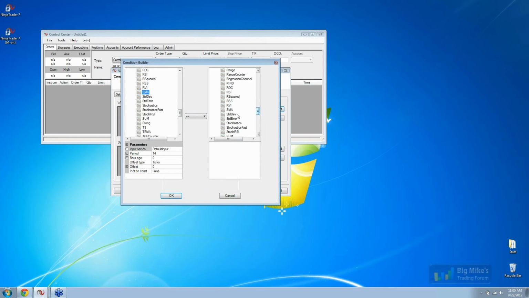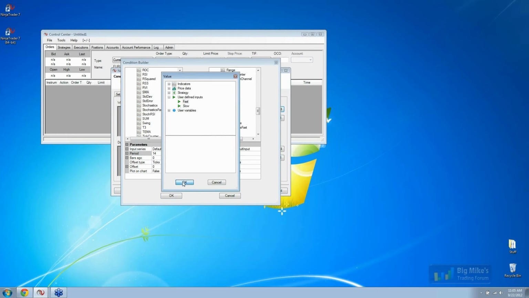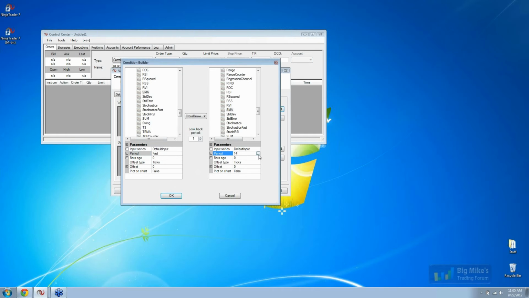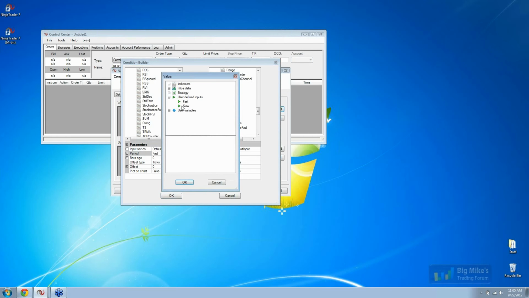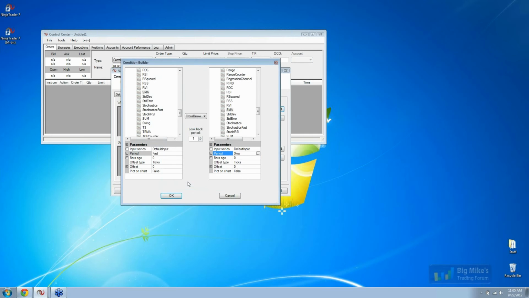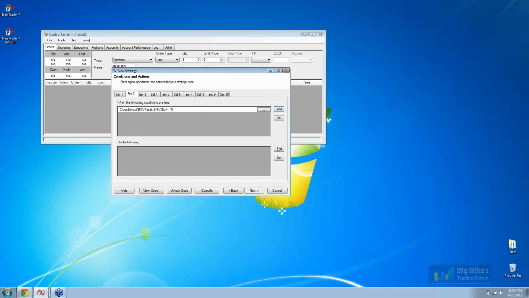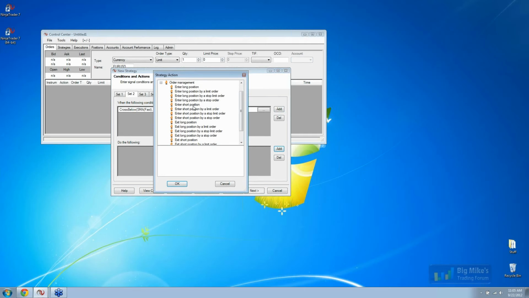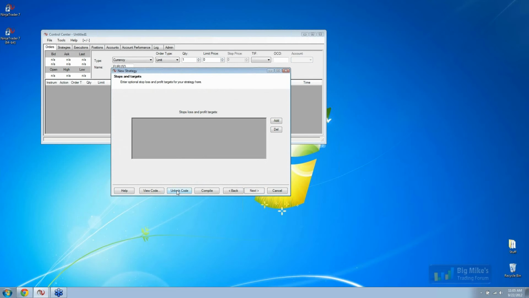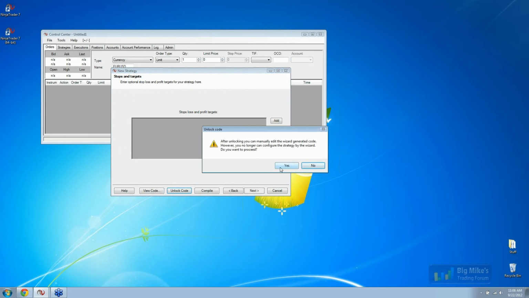So once we make our strategy, right now I'm using just really basic logic. When the fast period SMA crosses above the slow period SMA, I'm entering into a long position. And when the fast period SMA crosses below the slow period SMA, I'm reversing my position into a short position. And that's basically my strategy. So I'm done making my strategy right now, and I can unlock my code here.